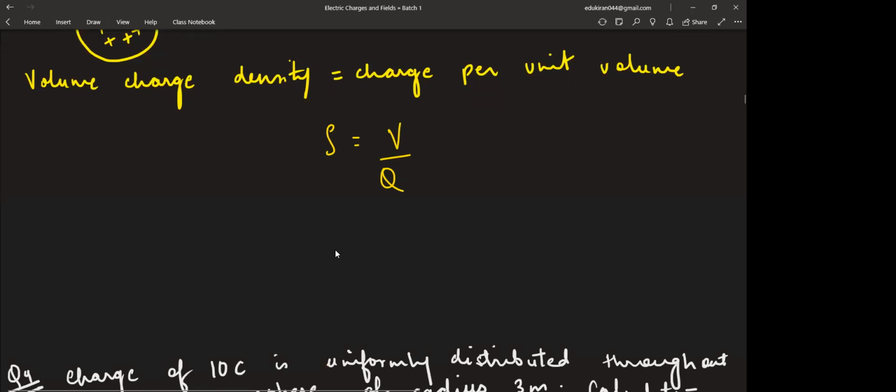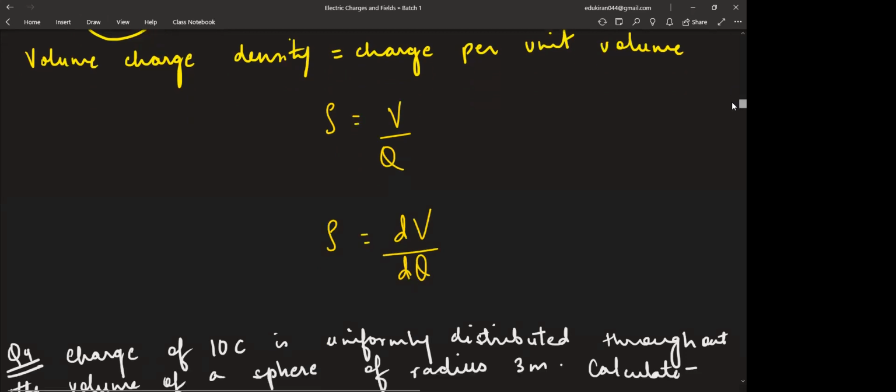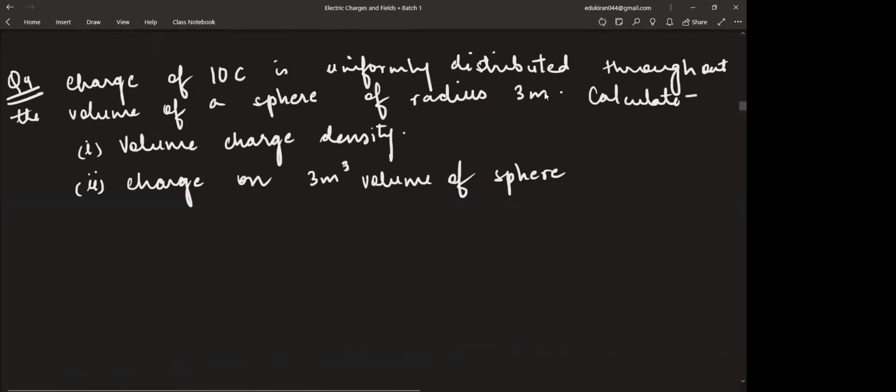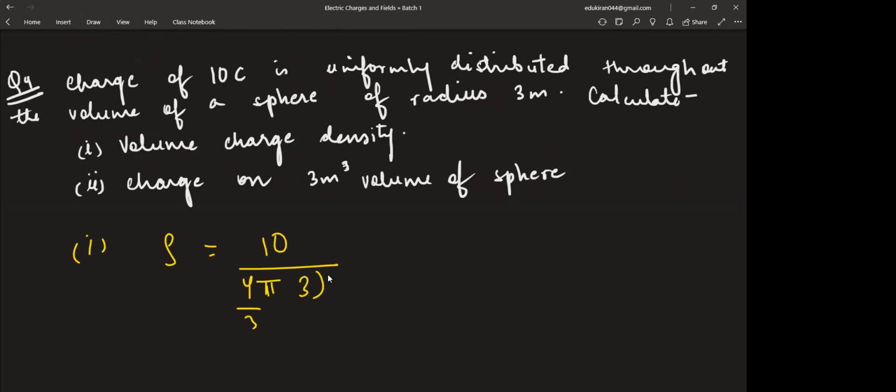This is again for constant. If you want to write it for variable this way, dq over dV. So this says that 10 coulomb of charge is present in a sphere of radius 3 meter. So see, volume charge density rho. Charge is 10 coulomb per volume. Volume is 4 by 3 pi r cube. 3 whole cube. So this is 10 by 4 pi into 9.